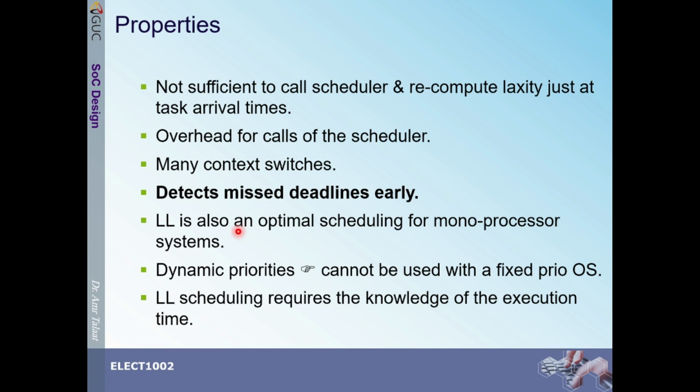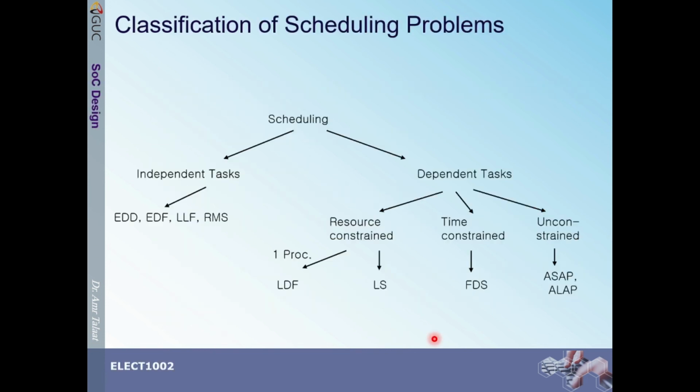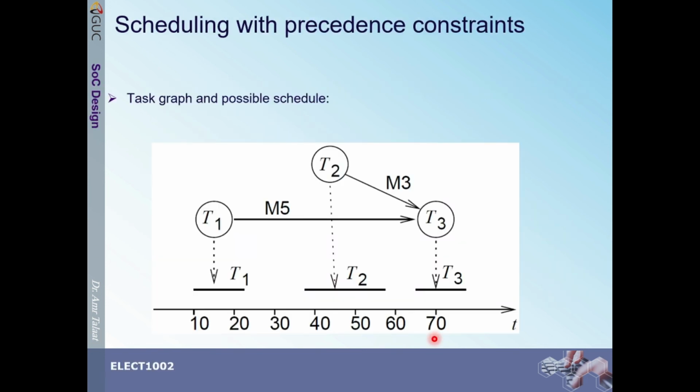The LL is always optimal in scheduling for a monoprocessor system. The dynamic priorities cannot be used with a fixed priority OS. This is a bit software, we don't care about it. And the LL schedule requires knowledge of the execution time.